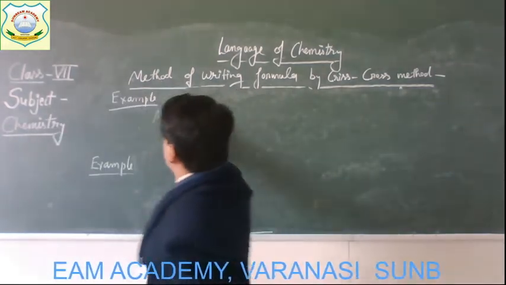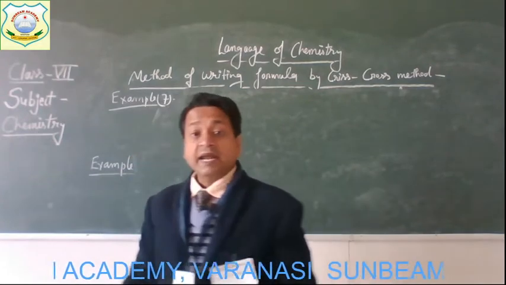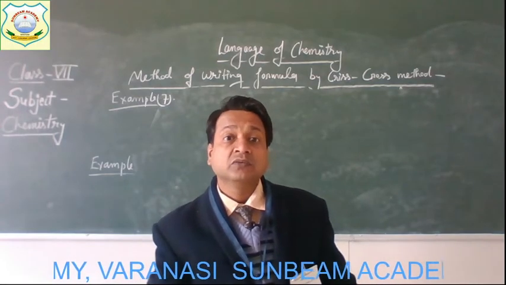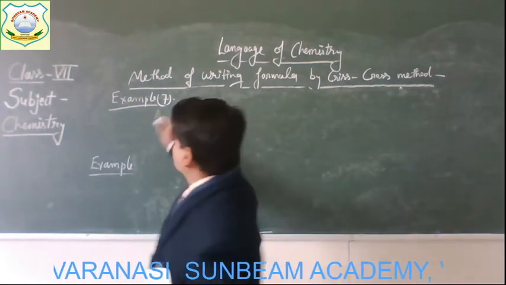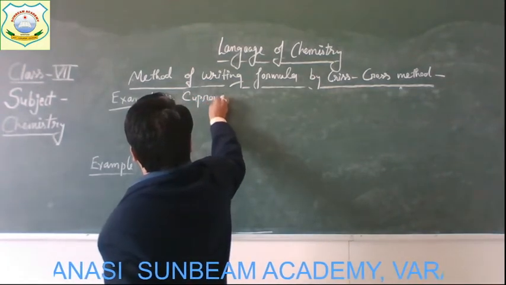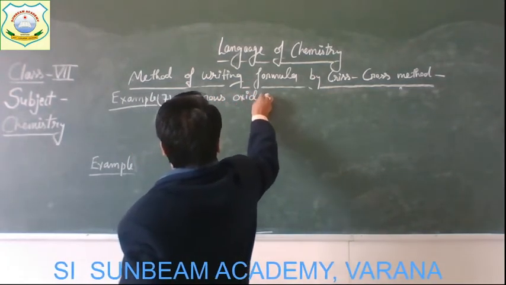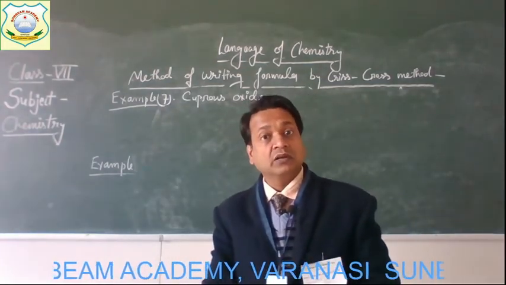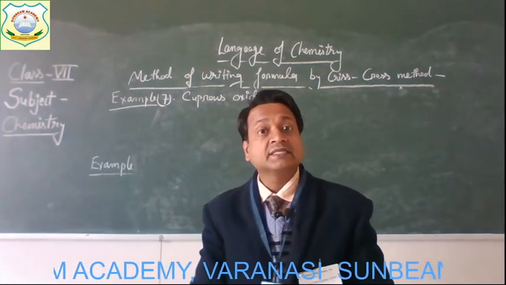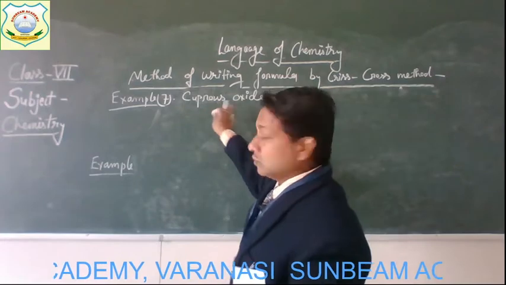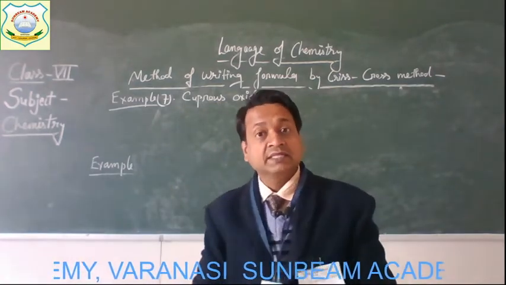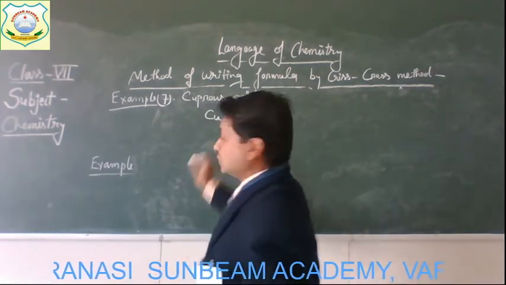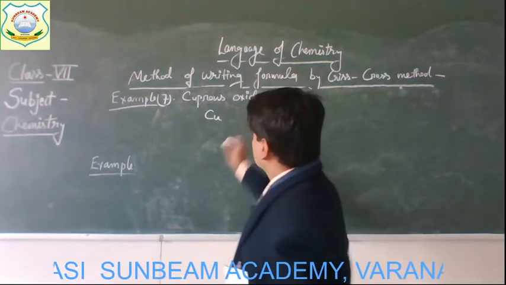And example number 7, we will write the formula of cuprous oxide. Whose formula will we write? Cuprous oxide. First of all, according to the first step, we will write the symbols of these two side by side and valencies at the top. The symbol of cuprous is Cu and the oxide is O.